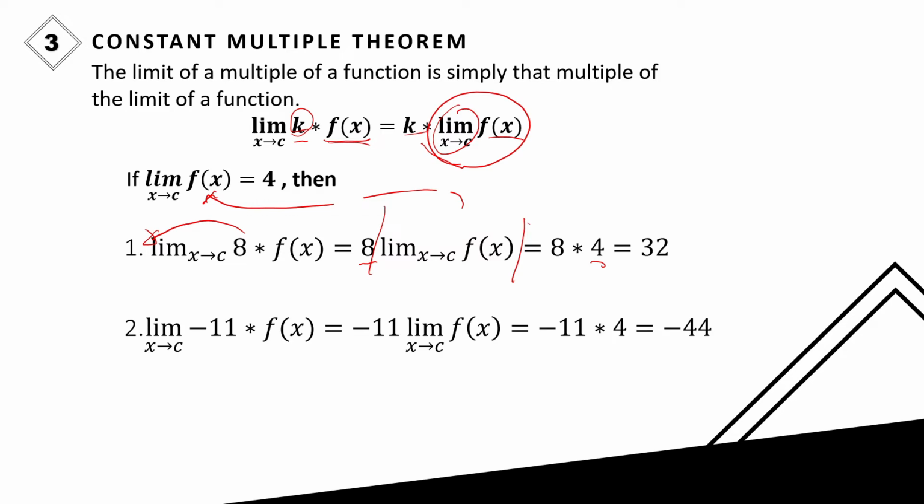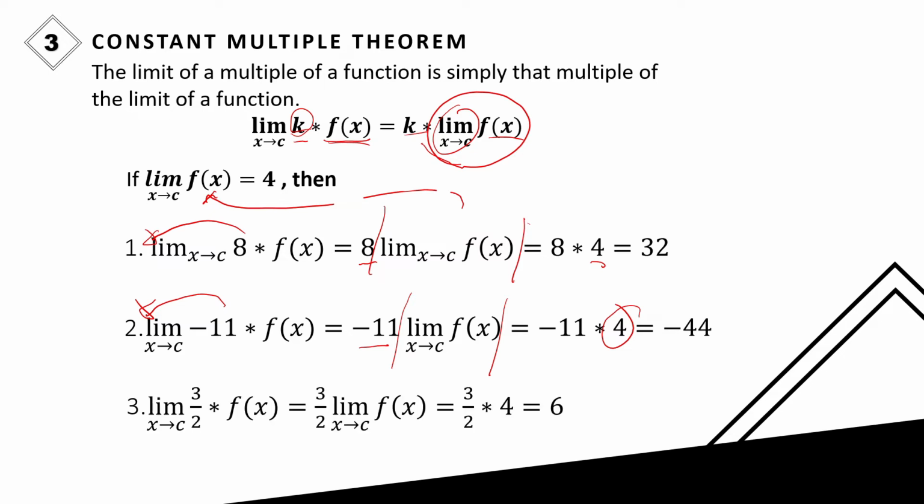Another example, if we have negative 11 multiplied by your function, so we are going to find the limits of our function. So, same process, yung negative 11, ilalagay natin sa unahan, ayan, and then we have limits of f of x as x approaches to c. Again, meron tayong value nito, limits of f of x as x approaches to c, which is 4, kaya nag-substitute tayo ng 4. So, we have negative 11 times 4, that is equal to negative 44.